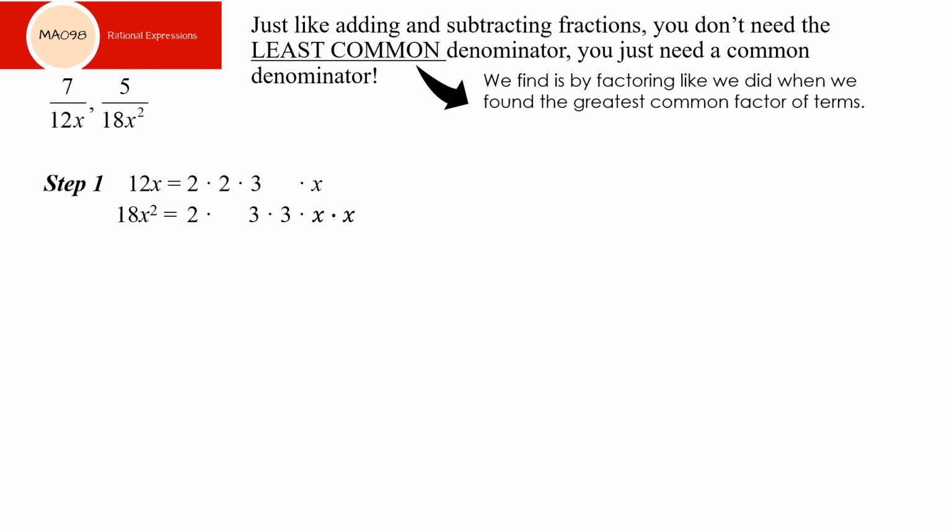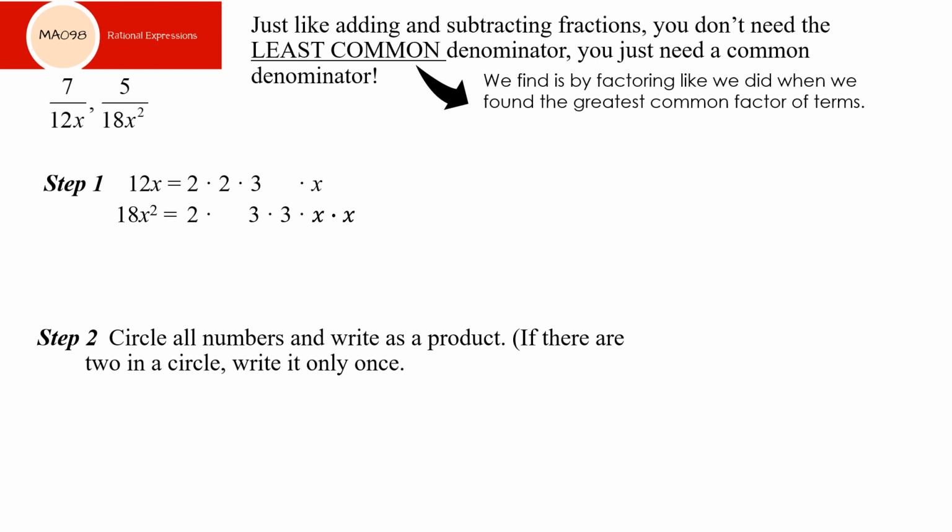The first thing we want to do is factor everything. And we've done this a lot, so I'm not really going to go into how I did this, but 12x equals 2 times 2 times 3 times x. And 18x squared is 2 times 3 times x. Then we're going to circle all the numbers and write it as a product. Finally, we're going to multiply them together.